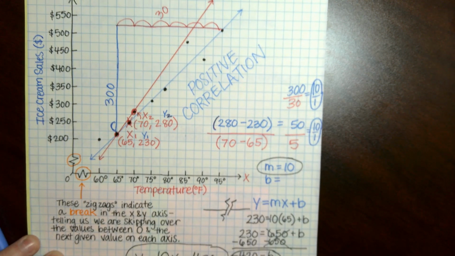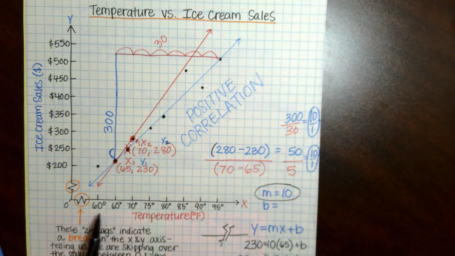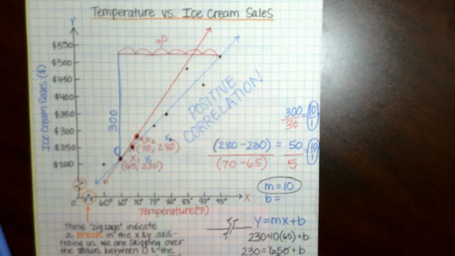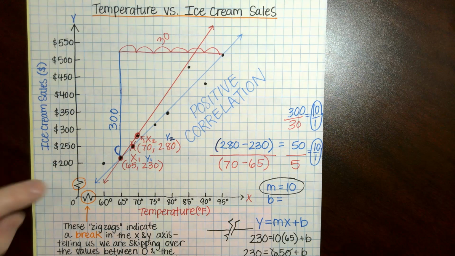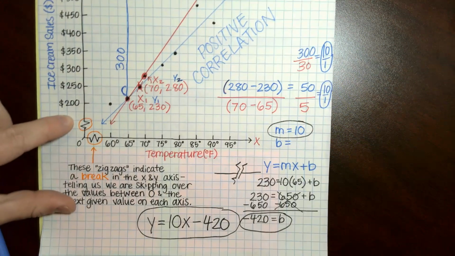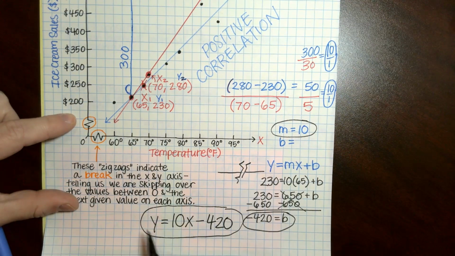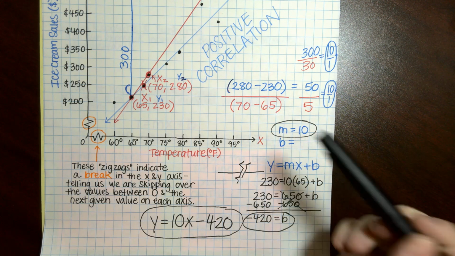We need to think about what our variables represent. We've got ice cream sales on the y-axis, and we've got temperature on the x-axis. So we want to know when ice cream sales are at $0, what our temperature will be. So what should we put into our equation to find that out? What do we think? Are we not sure? Okay, so let's think about it.